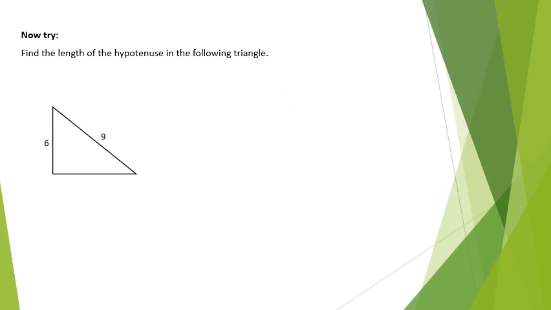So take a second and try this problem on your own. Use the steps in the table above and follow them to see if you can figure out the length of the missing leg in this triangle.